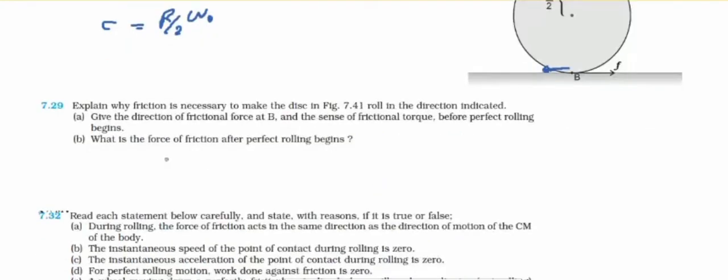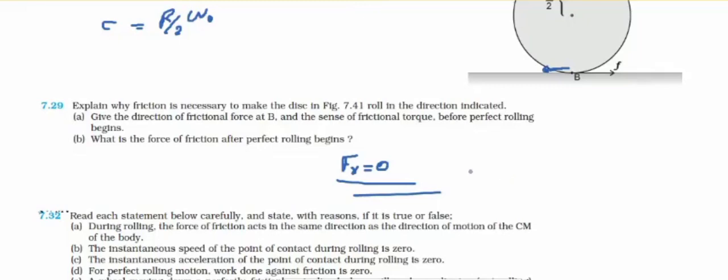Okay, then what is the force of friction after perfect rolling starts? Perfect rolling means friction is equal to 0. So again I repeat, we have discussed already, to start rolling we need friction, then only we will get the tangential torque for starting the rolling motion. But once the rolling is started, then afterwards friction is not required. If friction is there, then rolling will gradually stop. For ideal rolling, friction must be 0.